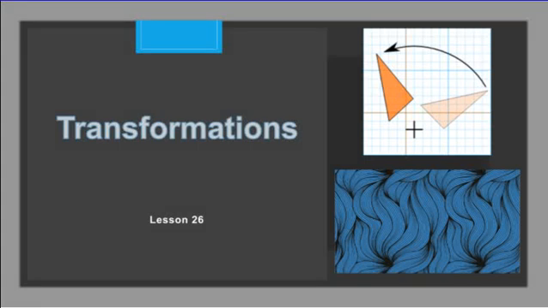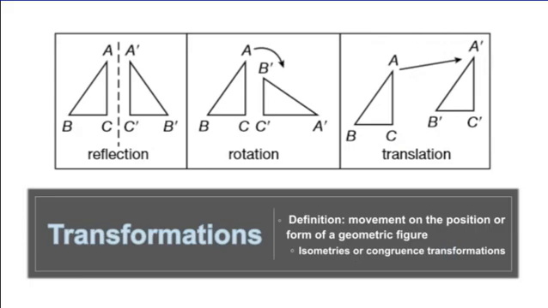Lesson 26, transformations. Today we want to explore three different transformations of triangles. The definition of transformation is a movement on a position or form of a geometric figure. These are also known as isometries or congruence transformations because they're not changing the size or shape of the triangle, we're just moving them to a different position.